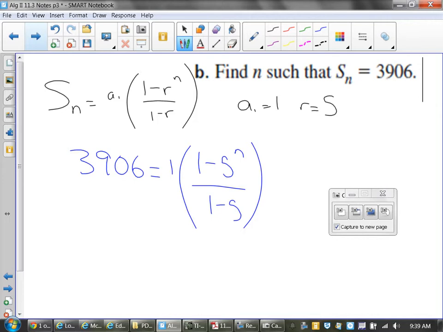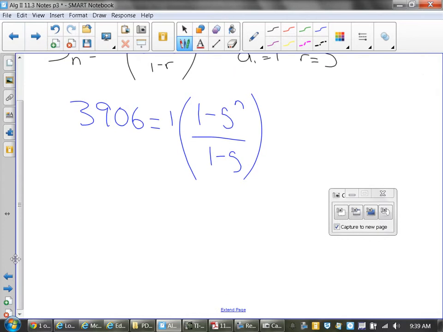What do I have to divide? I'm dividing by -4, so how am I going to get rid of this? Good. All right, very good. So what's 3906 times -4? It was -15,624. Equals 1 minus 5 to the n. Everybody okay with that?